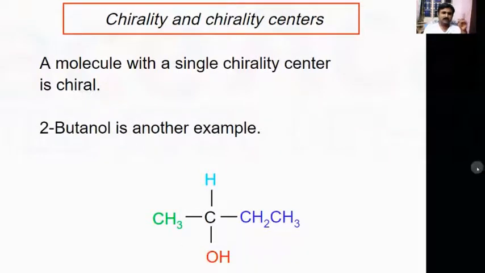That is one chiral center, chirality. A molecule with a single chirality center is chiral. See here, a single chirality center. So we have 2-butanol as an example. Around this, ethyl, methyl, different groups are there. Hydrogen is different, alcohol group is different. So it is chiral.